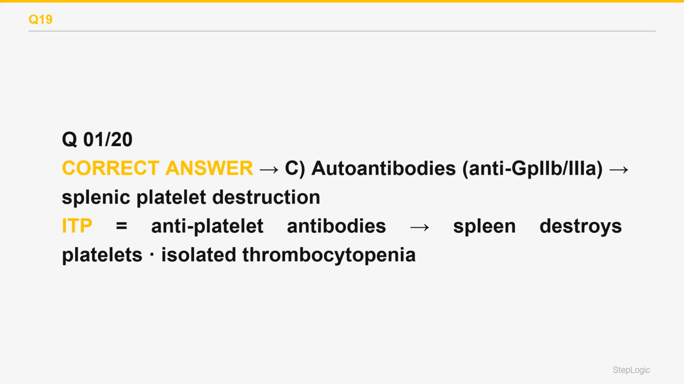In children, ITP is typically acute and follows a viral infection, and it is often self-limited. In adults, it tends to be chronic. The isolated thrombocytopenia with normal PT and PTT distinguishes it from DIC, which prolongs PT and PTT and lowers fibrinogen, and from TTP, which has schistocytes and a microangiopathic anemia. Treatment, if needed, is corticosteroids, IVIG, and for refractory cases, splenectomy. Antiplatelet antibodies causing splenic destruction with isolated thrombocytopenia is ITP.